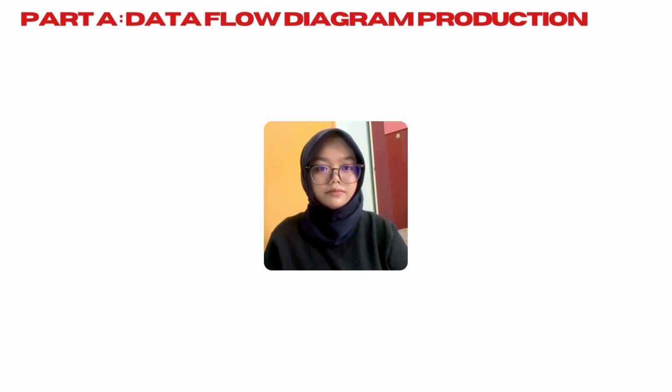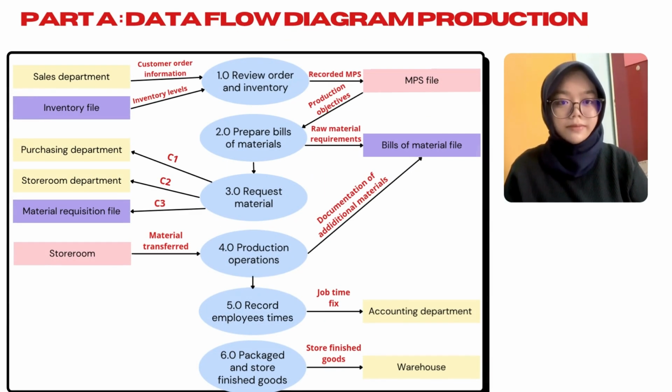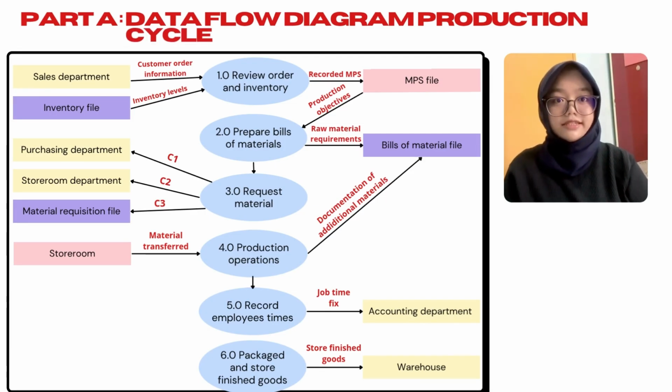My name is AFEEQA. Today, I will begin our presentation by explaining Part A, Data Flow Diagram Production Cycle. I will start explaining the first process, which is the review order and inventory. This process is the starting point of the production cycle because it determines whether the company needs to produce more product or whether the existing inventory is sufficient to meet customer demand.